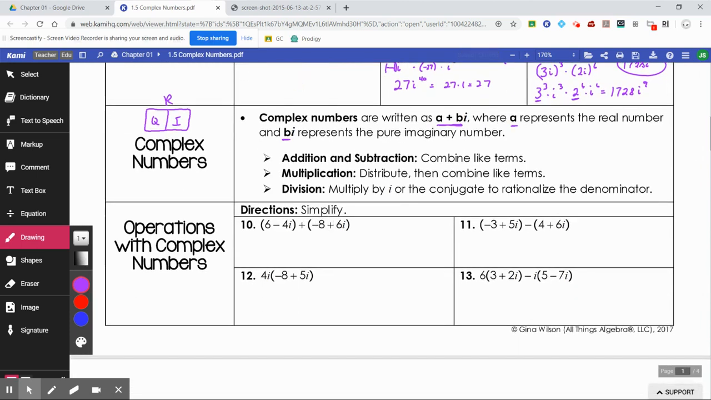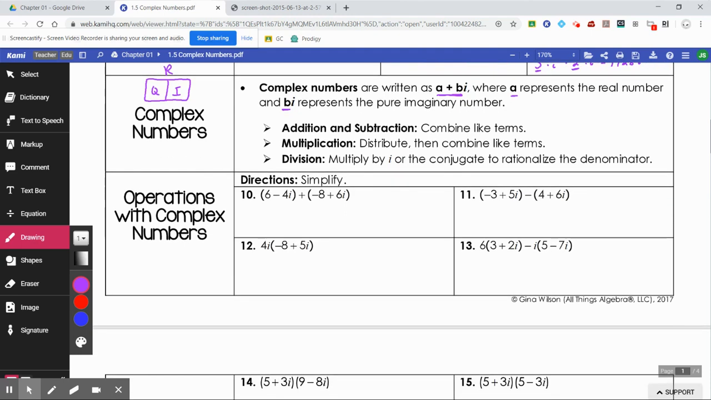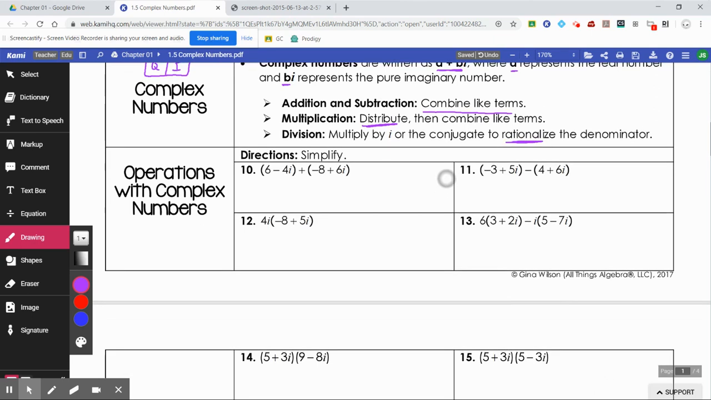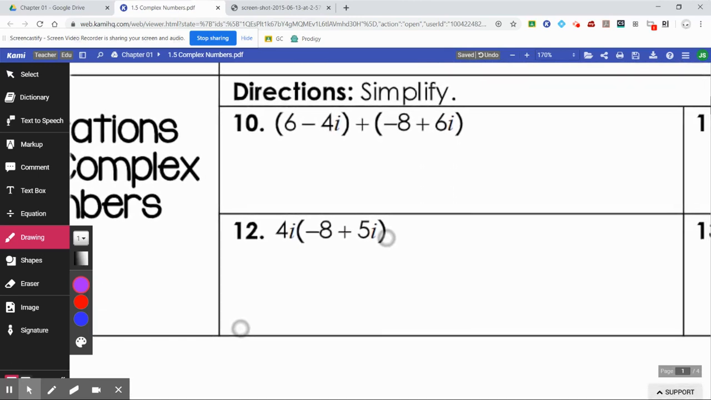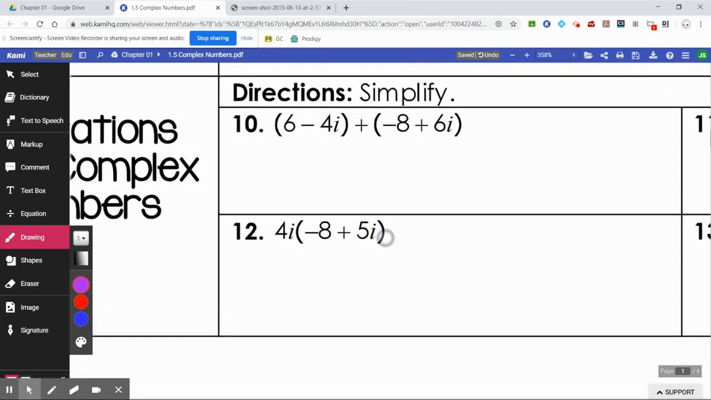All of our operations are also in this family. We can still add and subtract. We can still multiply. We can still divide by using the methods that we've always done. We're going to combine like terms simply to add and subtract. To multiply, we distribute and then combine like terms. To divide, we multiply by i or the conjugate, just like rationalizing the denominator. So let's look at some operations and show you how easy the operations of complex numbers are.